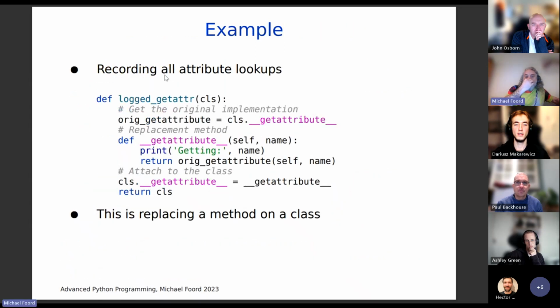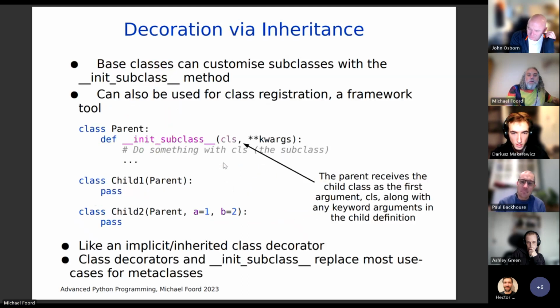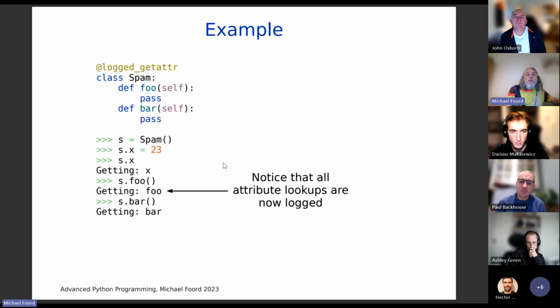This is the implementation again. Logged getattr is a function that takes a class and returns a class, and inside the body it's modified the class. The class is just an object. We can look up attributes of it. We can attach attributes to it because everything is an object. Everyone happy with that?